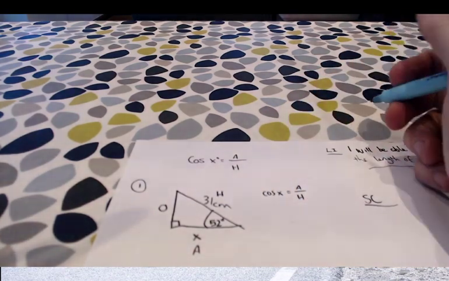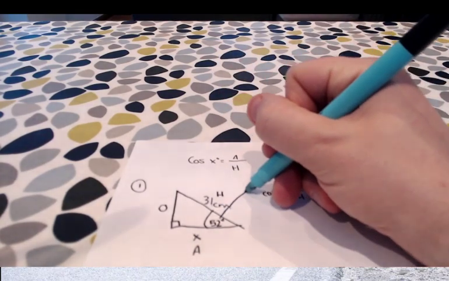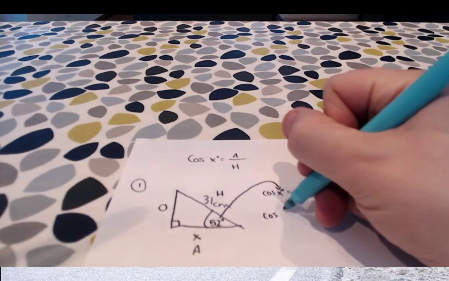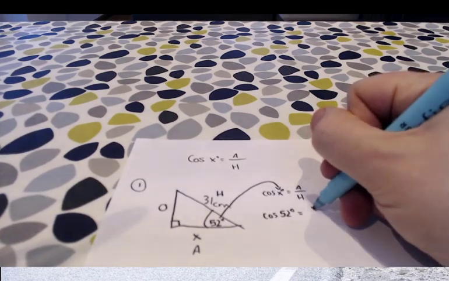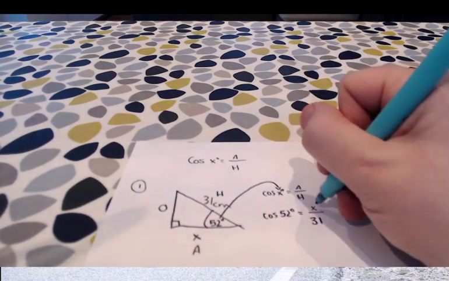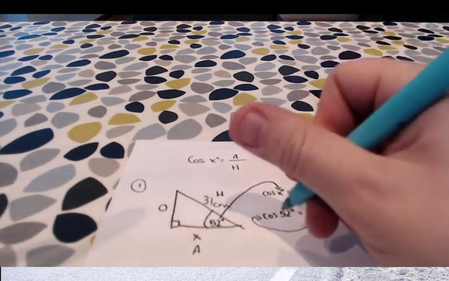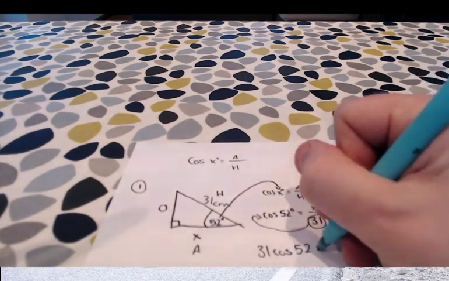We fill in the information from the triangle into the rule. Crucial point, remember, is the angle will go in there. So I'm going to get cos 52 degrees will equal the adjacent, which is called x, divided by the hypotenuse, which is 31. Same as usual, I want the x by itself, so I'm going to take the 31 and move it over there. So I'm going to get 31 cos 52 equals x.